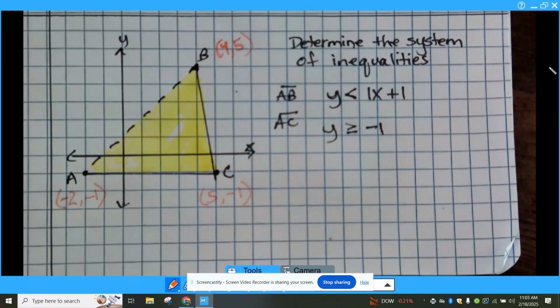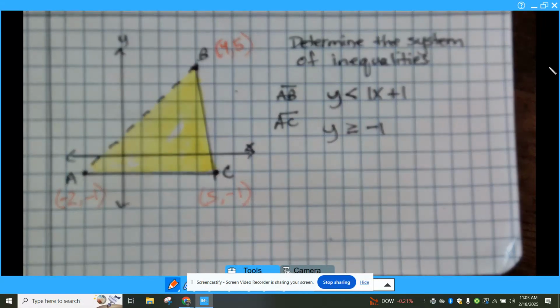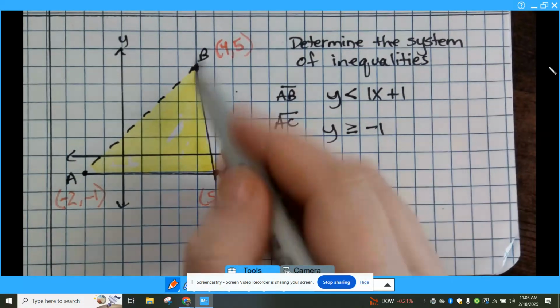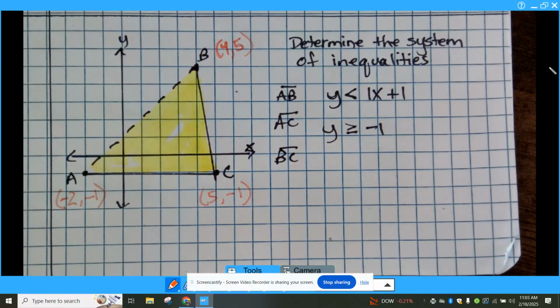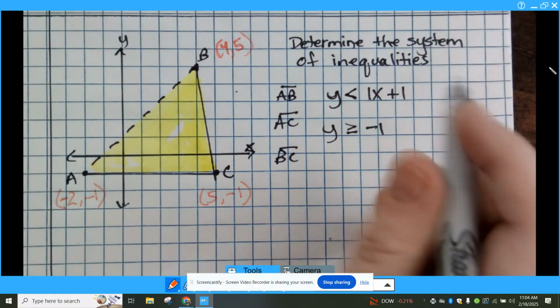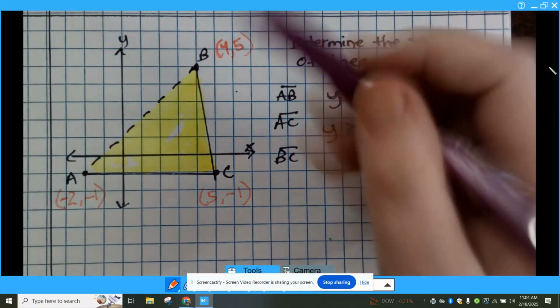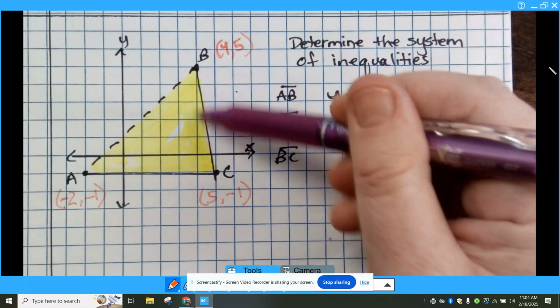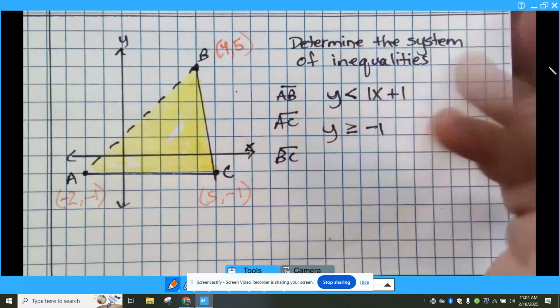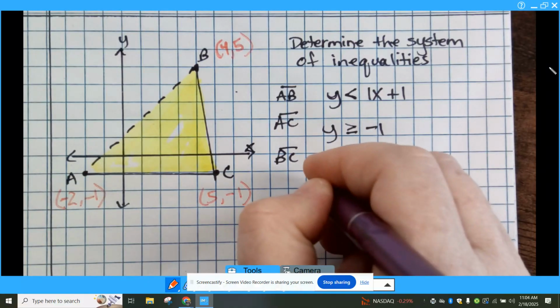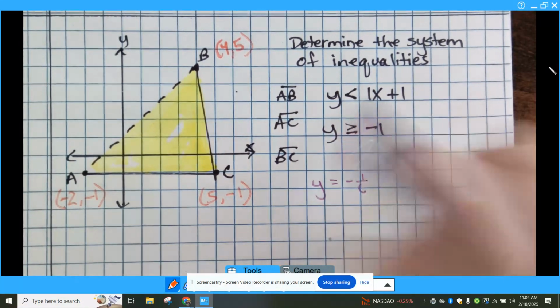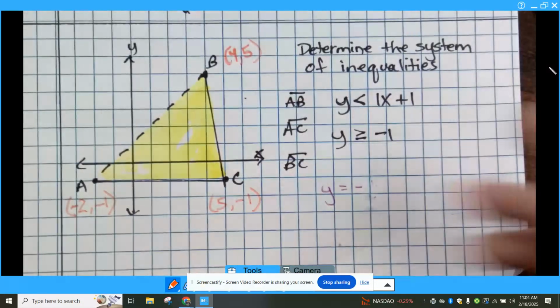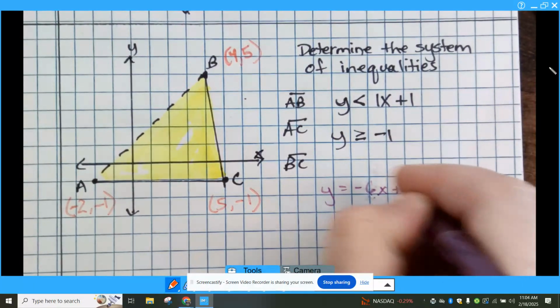And then our last line that we got to do is BC. So line segment BC. Unfortunately, we don't have the y-intercept, so we got to find it. So the first thing we're going to do is find the slope. So my slope would be down 1, 2, 3, 4, 5, 6 over 1. So my slope is negative 6 over 1, so negative 6x plus b.